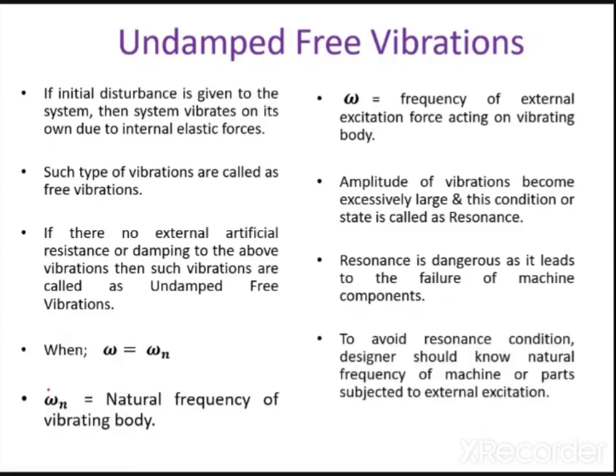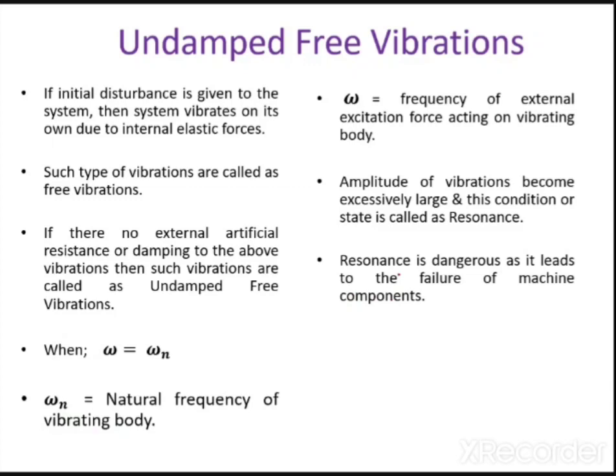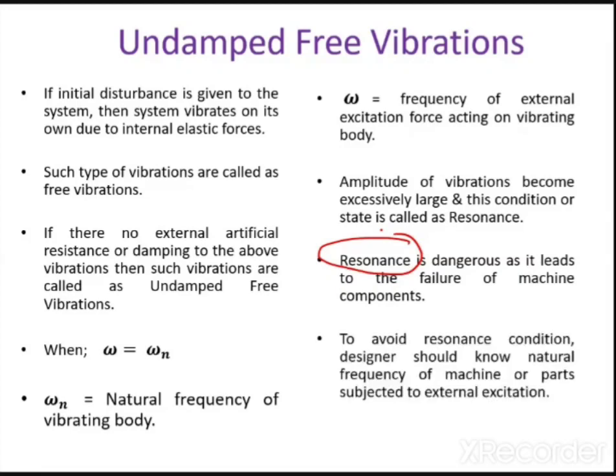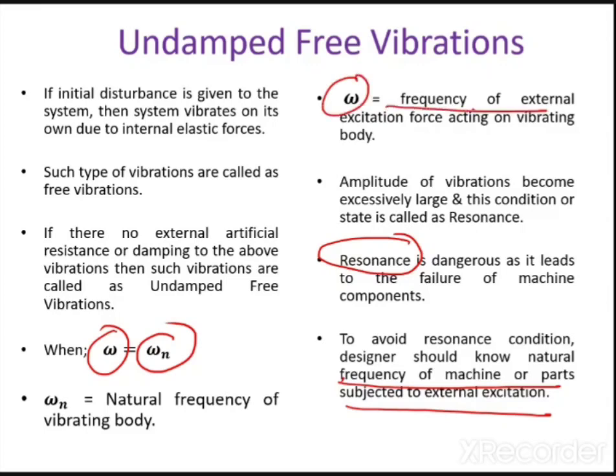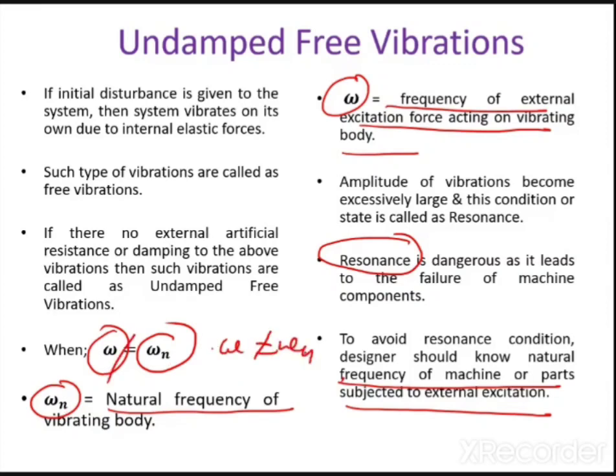Don't worry. So to avoid resonance, now as an engineer, what you have to do? You have to avoid this resonance. But how will you avoid the resonance? To avoid the resonance, the designer should know the natural frequency of the machine parts subjected to the external force. Basically, you have to do the analysis of omega n and omega. You should try to find out the frequency of the external excitation force acting on the vibrating body, and what natural frequency you have to design so that this condition will never occur. That is, omega should not be equal to omega n.